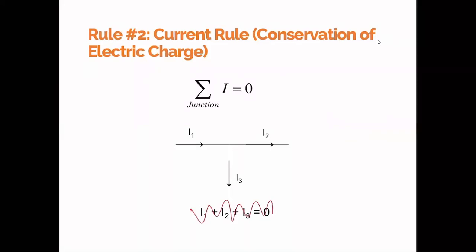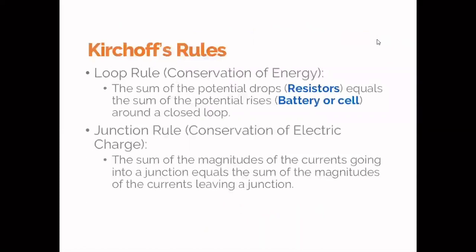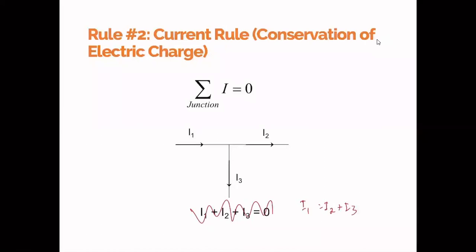So, I1 is equal to I2 plus I3. Okay? Ano sinabi niya? The sum of the magnitude of the current going into a junction is equal to the sum of the magnitude of currents leaving a junction. So, yeah, tama. Mali yung doon sa slide. Okay?